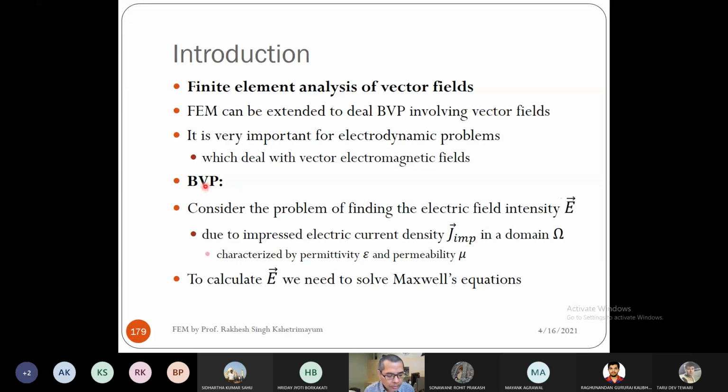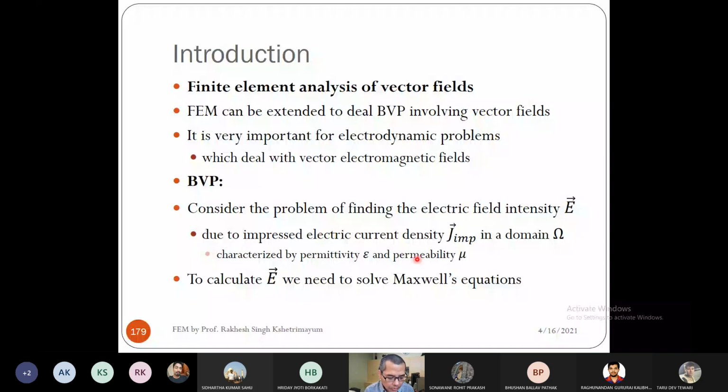Let us consider a very general problem: finding the electric field intensity E. Once you have the electric field, you can always find the magnetic field also. So what we are trying to find is the electric field intensity E because of an impressed electric current density, J impressed. This is the current density impressed into the system, and it is impressed into a domain, let us call that capital omega. That domain is characterized by material parameters, permittivity epsilon and permeability mu.